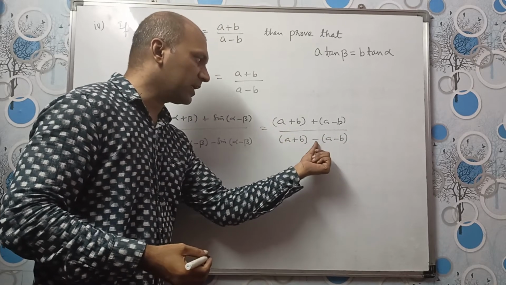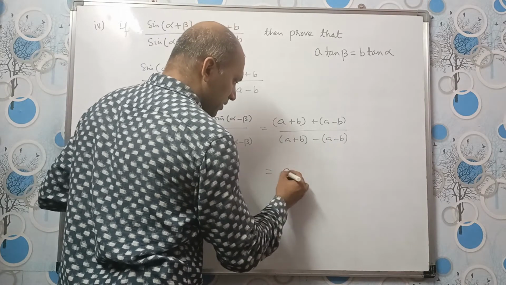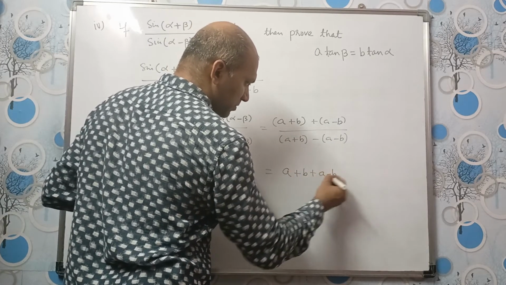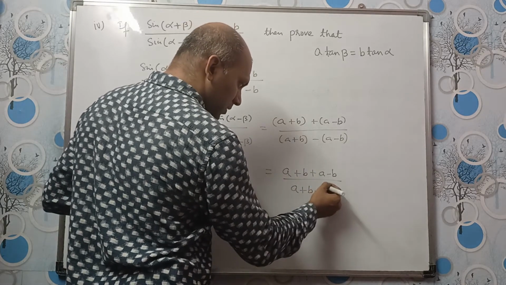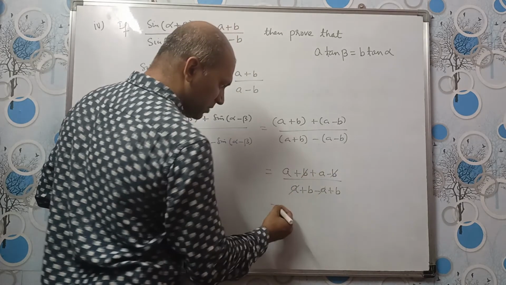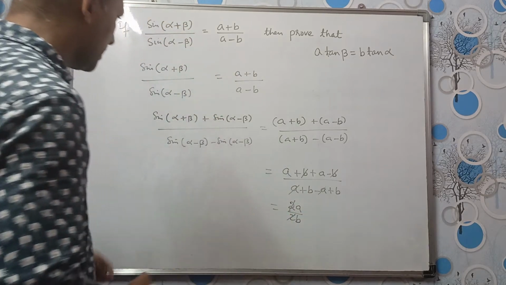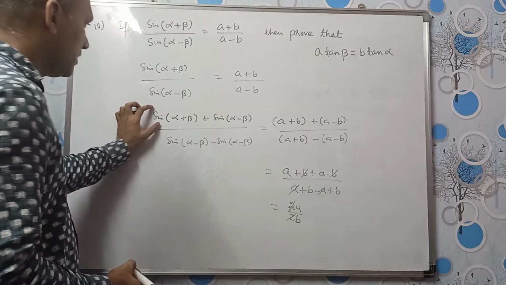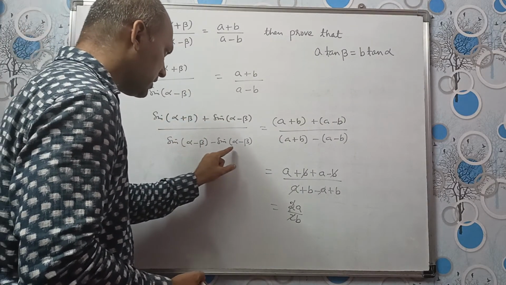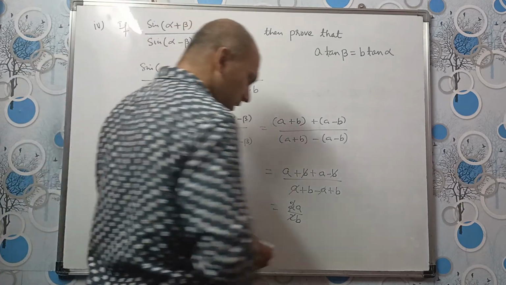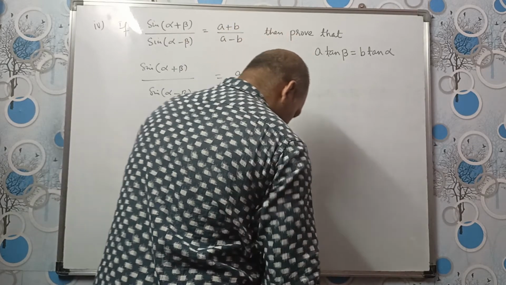I am writing this inside the bracket because students get confused here. They will end up writing minus b only. So this will actually be a plus b plus a minus b divided by a plus b minus a plus b. Minus into minus, right? So minus a plus a, and minus b plus b get cancelled. We'll have 2a divided by 2b, which is equal to a by b. So sine(alpha plus beta) plus sine(alpha minus beta), divided by sine(alpha plus beta) minus sine(alpha minus beta), is equal to a divided by b.